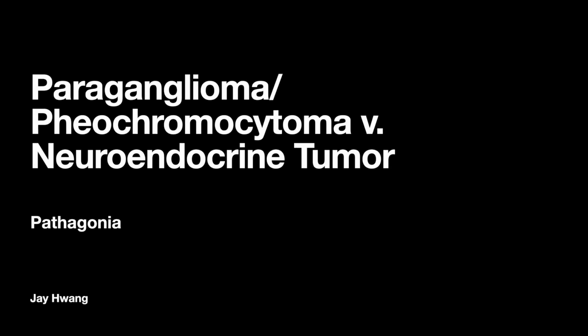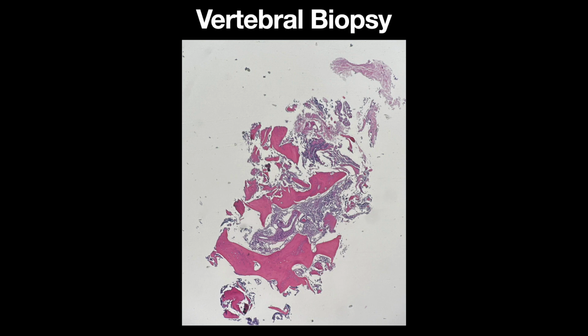Today we're going to talk about the difference between paraganglioma pheochromocytoma versus a neuroendocrine tumor using a case. So, a patient with MEN1, which is an autosomal dominant inactivating mutation of tumor suppressor gene MEN1 on chromosome 11, where you have increased risk of pancreatic neuroendocrine tumor, parathyroid neoplasia, and pituitary tumors.